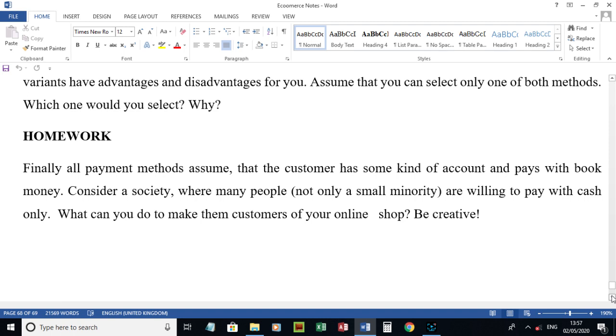Finally, all payment methods assume that the customer has some kind of account and pays with book money. Remember book money. Consider a society where many people, not only a small minority, are willing to pay with cash only. What can you do to make them customers of your online shop? Be creative. Let's think carefully here.